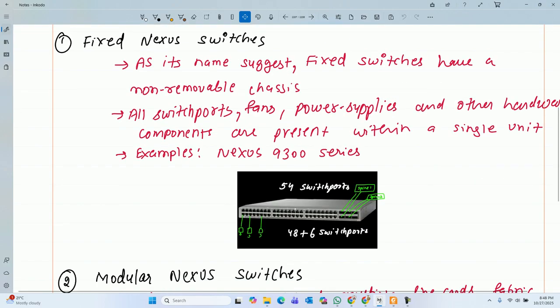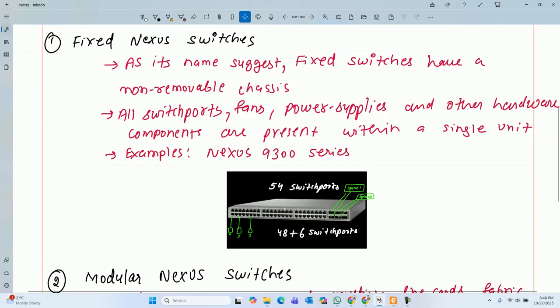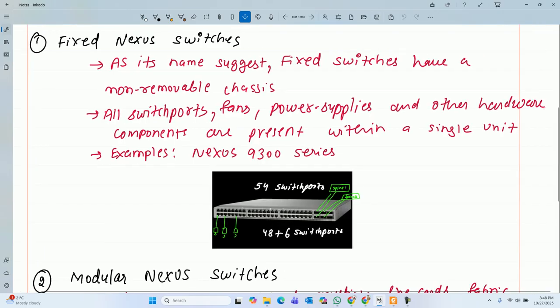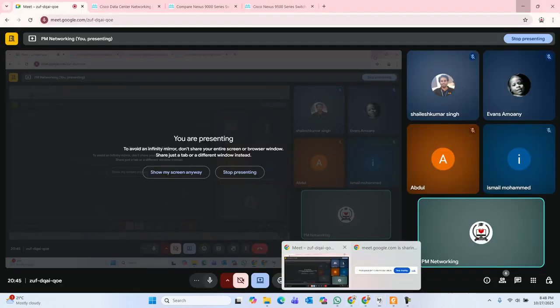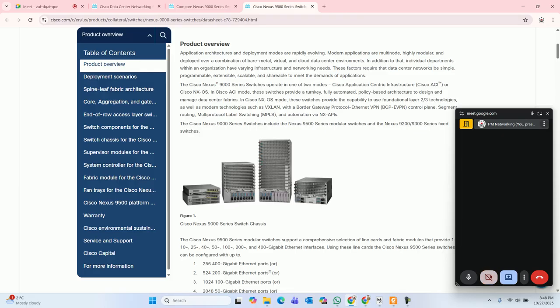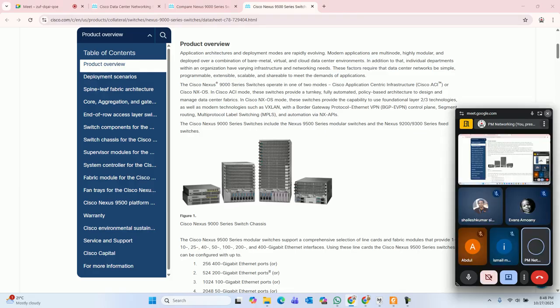We are not talking about individual switches for the moment. We have just discussed what the fixed Nexus switches are and what the modular Nexus switches are. We'll come to the specifications, guys. We'll talk about the specifications of each and every switch. But there are some people, I think, who are new to the class. By the way, we have already discussed this.